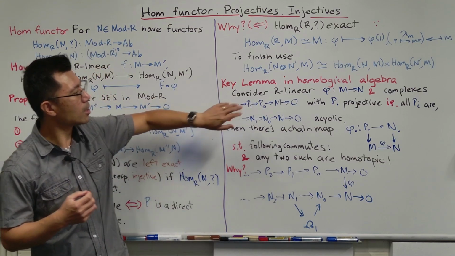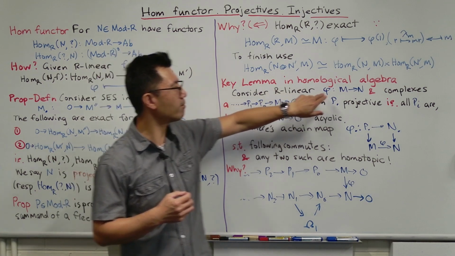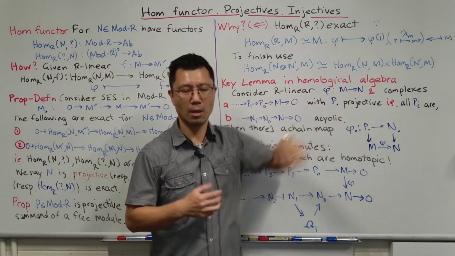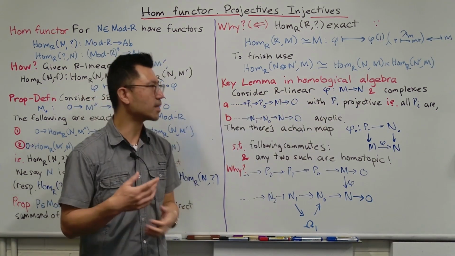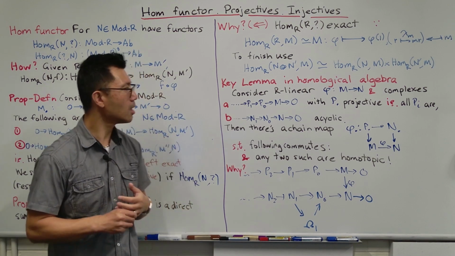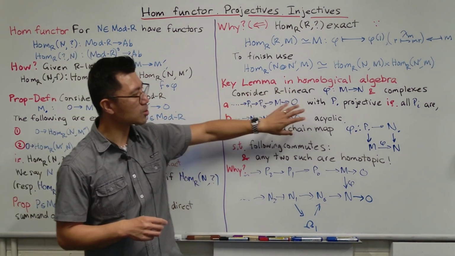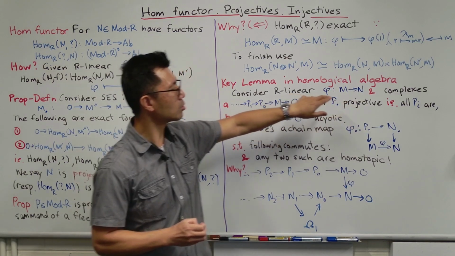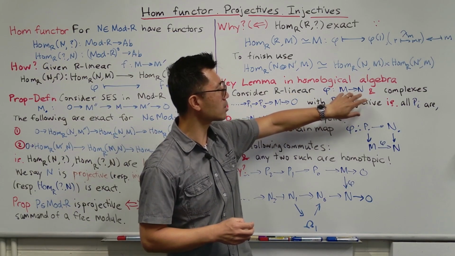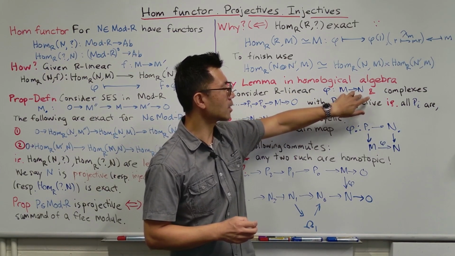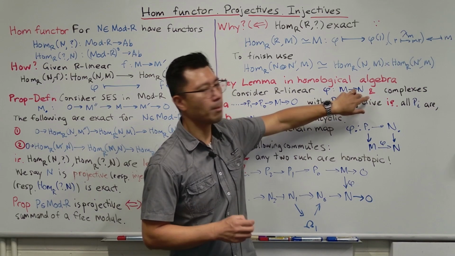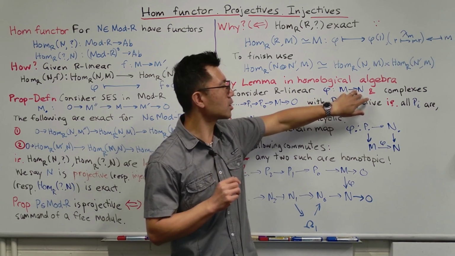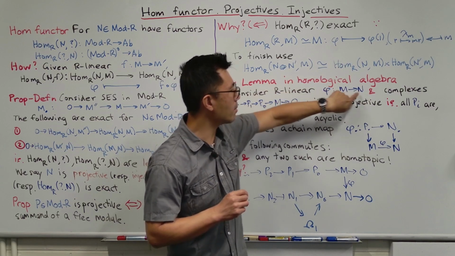So what we're going to do is consider an R-linear map phi from M to N. And the question is, can you study this using complexes? I'll give you the most general lemma which allows you to do this. So in general, what you'll do is you'll look at a projective resolution of M and N, but we're going to look at a weaker situation. We're just going to look at two complexes which involve the M and N.